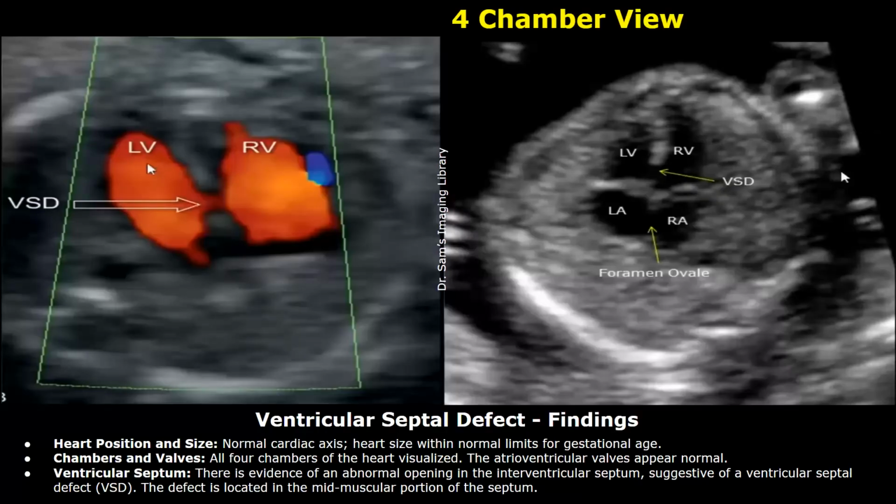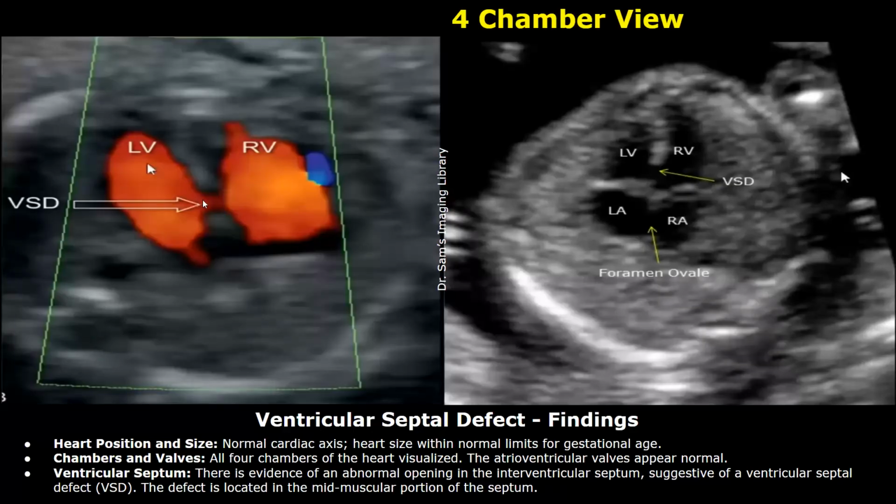These are the findings: heart position and size, normal cardiac axis, heart size within normal limits for gestational age. Chambers and valves, all four chambers of the heart visualized, the atrioventricular valves appear normal. Ventricular septum, there is evidence of an abnormal opening in the interventricular septum, suggestive of a ventricular septal defect. The defect is located in the mid-muscular portion of the septum.